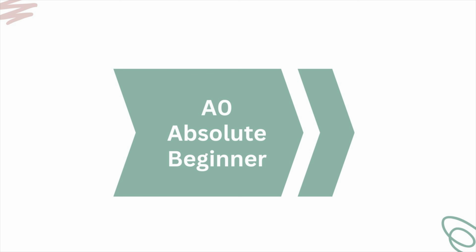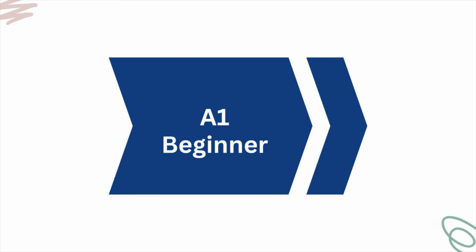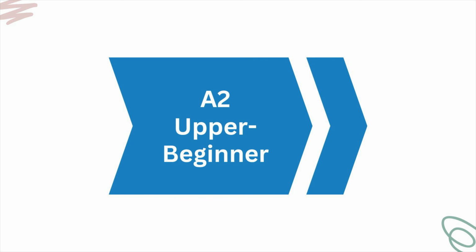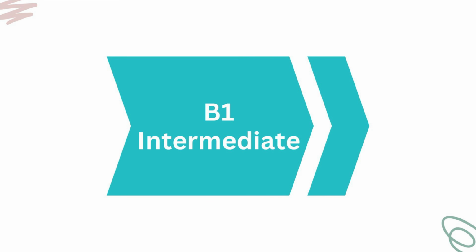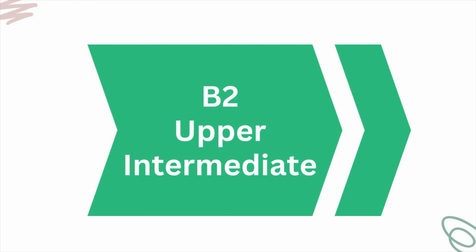A0 absolute beginner, A1 beginner, A2 upper beginner, B1 intermediate, and finally B2 upper intermediate. And I'll explain what you can expect to learn at each level, and I will explain to you what you should do at each level to progress to the next stage. So let's begin.